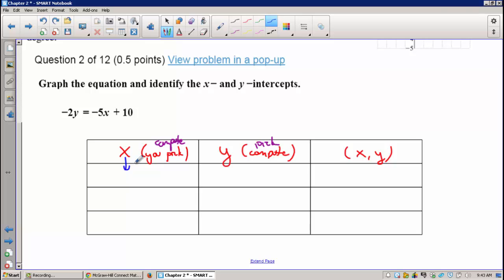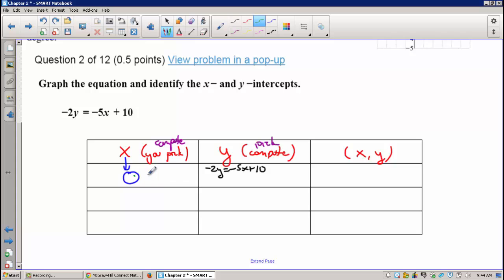What's the simplest number you can think of for x? A little bit better than that. 1 is good. 0. I like 0 better than 1 because when you enter 0 here, let's enter it. So you have minus 2y equals minus 5x plus 10. Oh, let's use a small font here. Minus 2y equals minus 5x plus 10 is the equation.